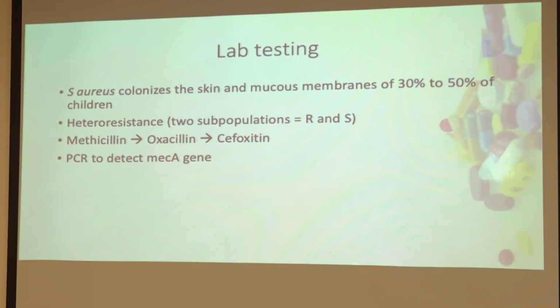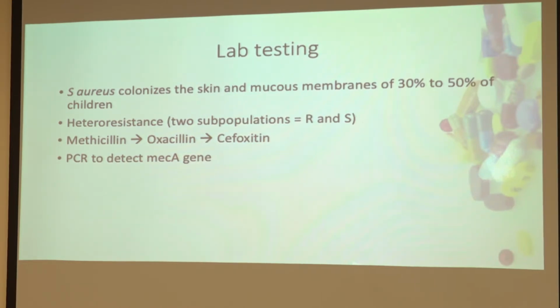We all know Staph aureus colonizes the skin and mucous membrane of up to 50% of our kids. Historically, we were using methicillin up until the 1960s, but then we didn't have methicillin available anymore. So we started using oxacillin in the 1990s, and now we are using cefoxitin. Cefoxitin produces better and more accurate results because it is also an inducer of the mecA gene. The mecA gene is present in most of the MRSA strains, and it is the reason for the mode of resistance in MRSA.